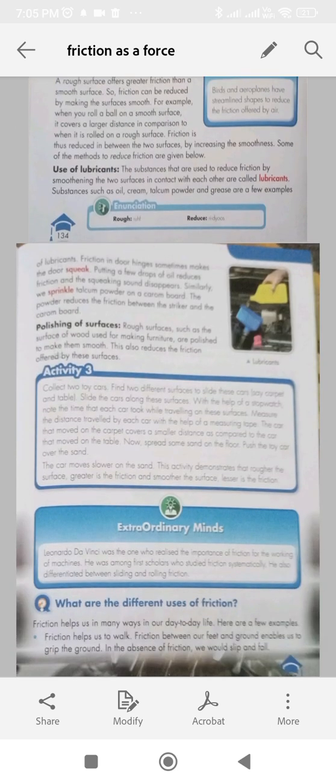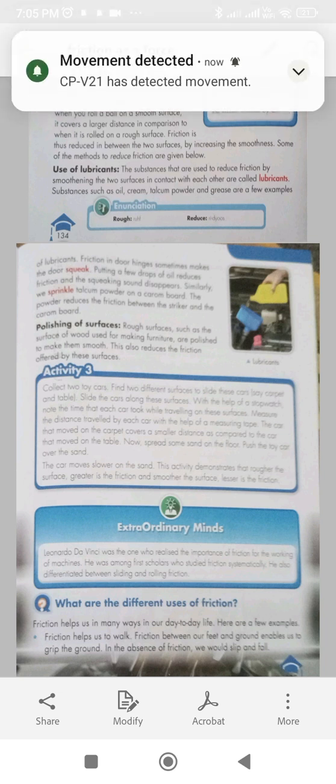Friction in door hinges sometimes makes the door squeak. Putting a few drops of oil reduces friction and the squeaking sound disappears. Similarly, we sprinkle talcum powder on a carom board. The powder reduces the friction between the striker and the carom board.